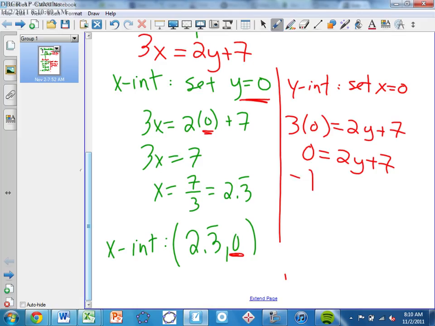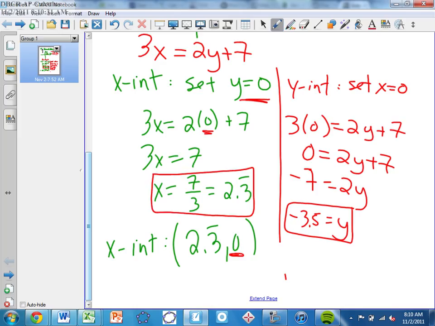So I'll get negative 7 over here equals 2y. Again, I'm subtracting 7 from both sides. When I subtract 7 from 0, 0 minus 7 is negative 7. At this point, divide by 2. We're going to get negative 3.5 equals y. Again, 7 divided by 2 is 3.5, negative 3.5. Now I need to list the coordinate. What should the coordinate, Derek, look like? 0, very good. Okay, 0, comma, negative 3.5.